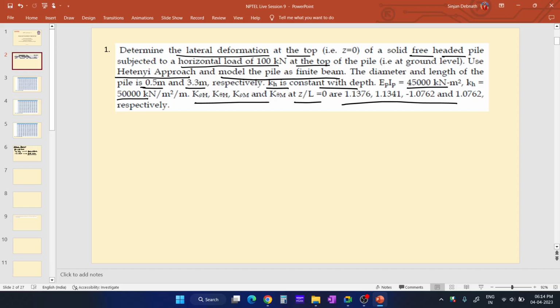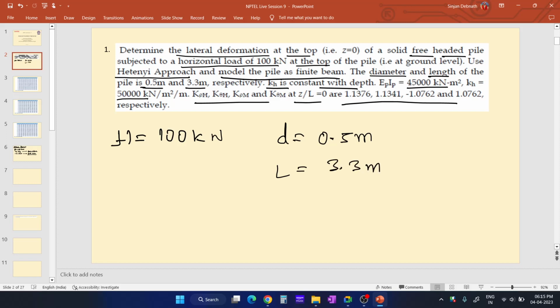So first of all, let me write down the data over here, all the information that is given in the question. The horizontal load that is acting at the top of the pile, H, is 100 kilonewton. Also the diameter and length of the pile. The diameter is 0.5 meter, and the length of the pile is 3.3 meter.